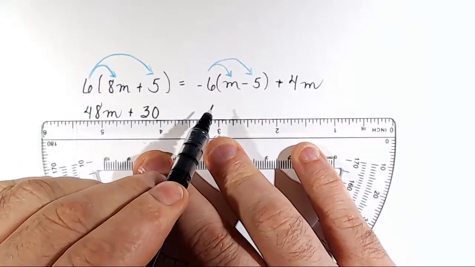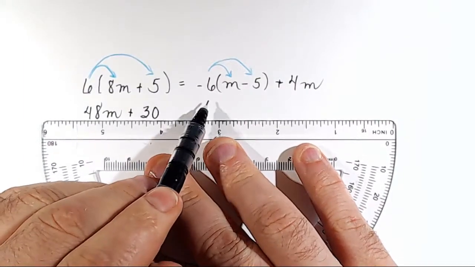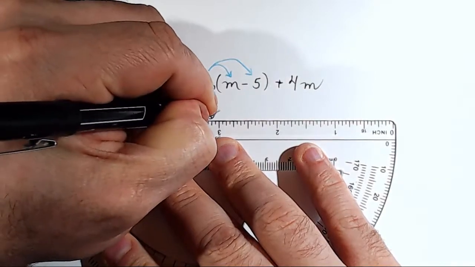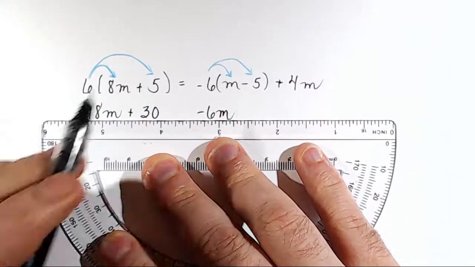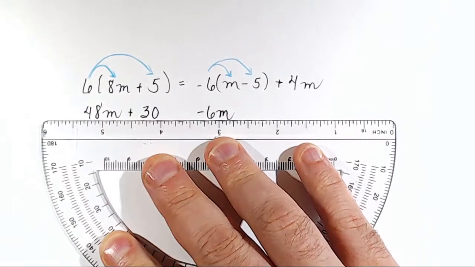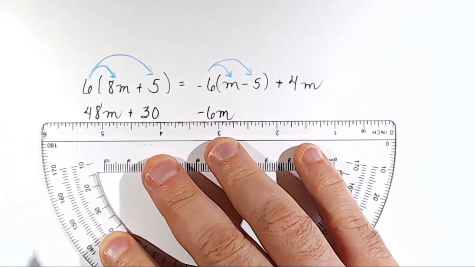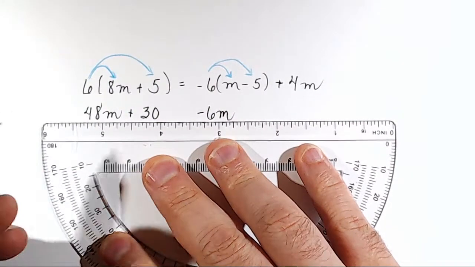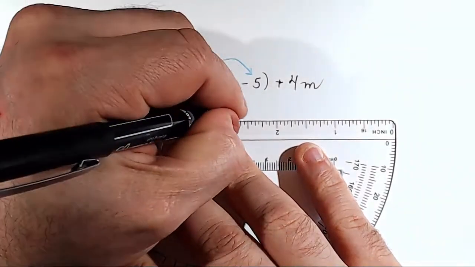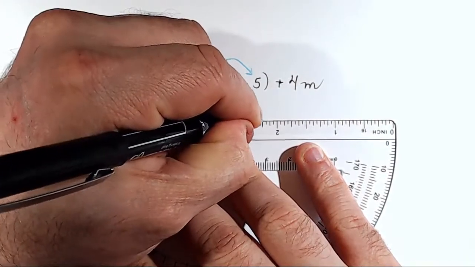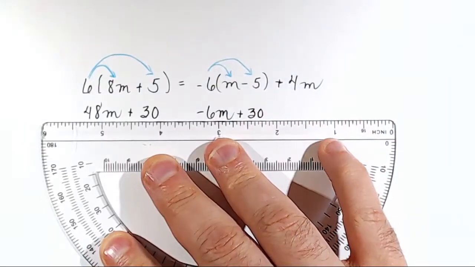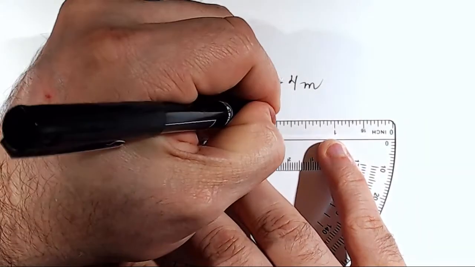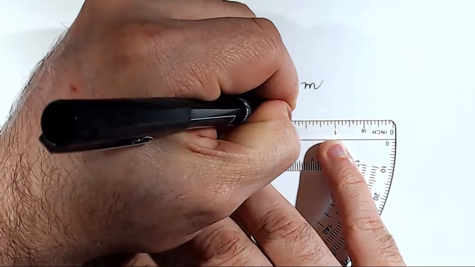On the right side, we have -6 times m, and that's just -6m. And -6 times -5, and that is just positive 30, because negative times a negative is a positive. -6 times -5 is positive 30, so we write plus 30. And then we just continue writing. We didn't do anything to plus 4m right here, so we'll just write plus 4m.